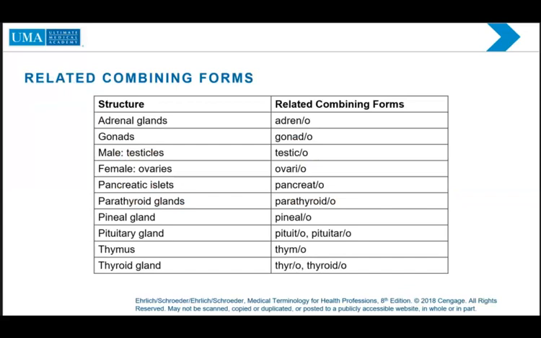Let's now look at some related combining forms. You see here we have adren for adrenal glands, gonad, testicul for male testicles, ovari for female ovaries, pancreat for pancreatic islets, parathyroid for the parathyroid glands, pineal for pineal gland, pituitar or pituit for pituitary gland, thym for thymus, and thyro or thyroid for the thyroid gland.